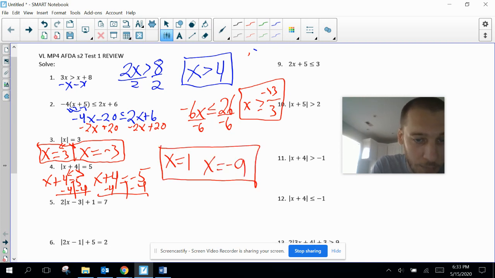Right, and we can always check these by plugging them back in. If you plug in 1, 1 plus 4 is 5. Make 5 positive, it's good. This one, negative 9 plus 4 is negative 5. Make it positive, it's 5. We're good. Number 5.